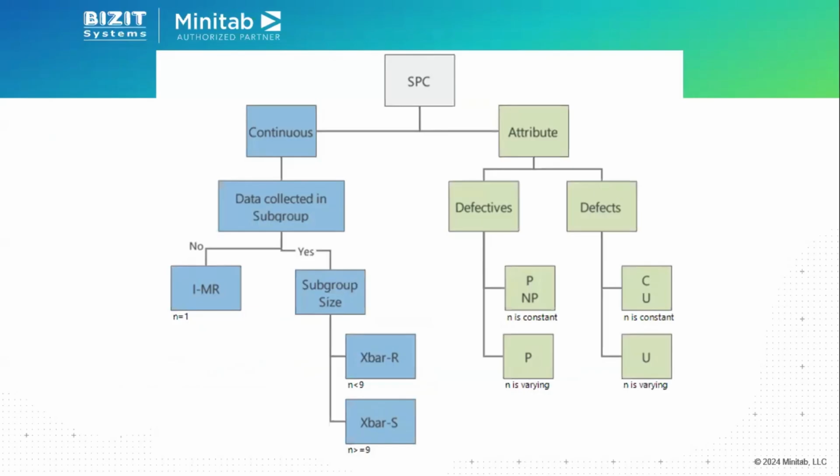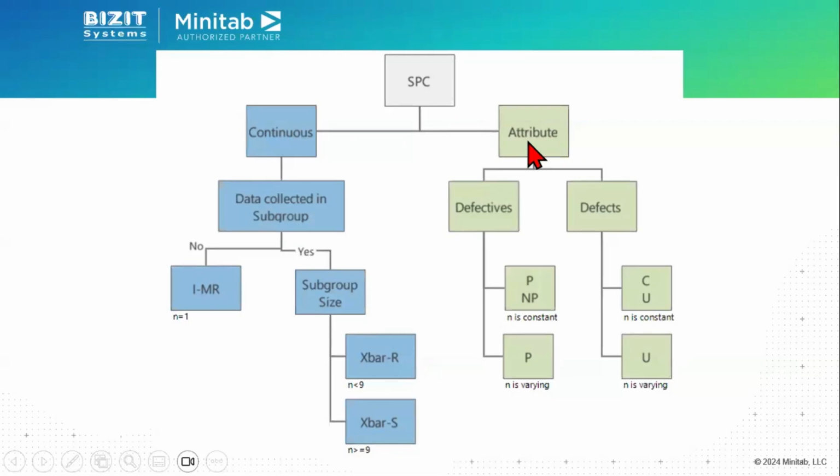We can use this diagram. First, we look at the data type. If the data is continuous data, meaning data with decimal places, we go to this branch. Or when we have attribute data like yes, no, or multiple groups, then we use the attribute branch. When we use continuous data and the subgroup size is 1, we use the IMR chart. When the subgroup size is 2 to 8, then we use Xbar-R. For 9 or more, we use the Xbar-S chart.